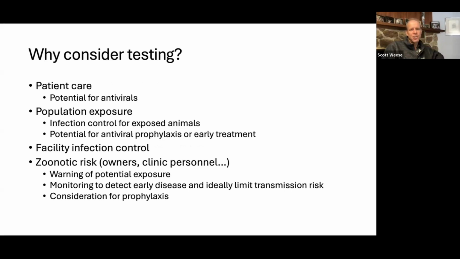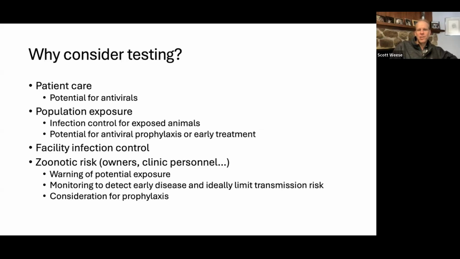But at the individual shelter level, there are some reasons to test. So there's the patient care. There is a potential role for antivirals with this disease in dogs and cats. And I'll come back to that. I'll try to be quick on that, but there is a role there for early treatment and maybe for post-exposure prophylaxis, which would be particularly relevant for shelters.